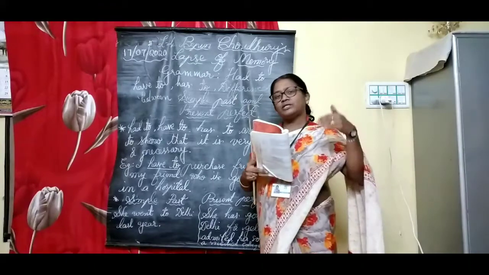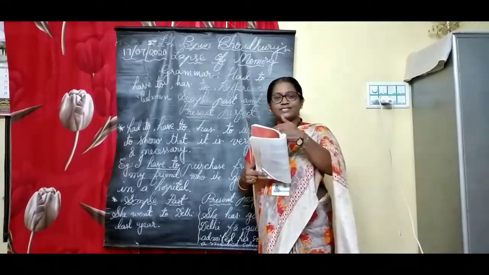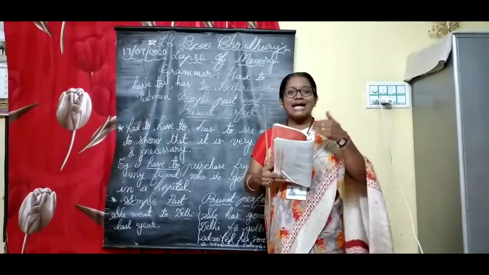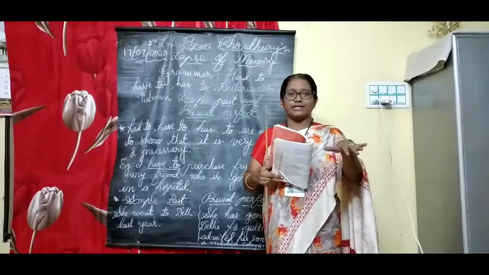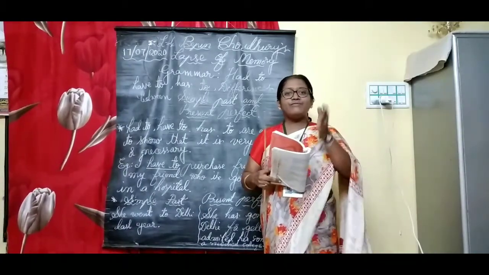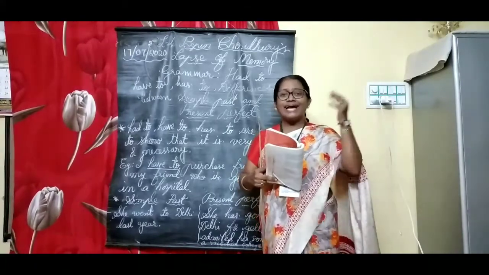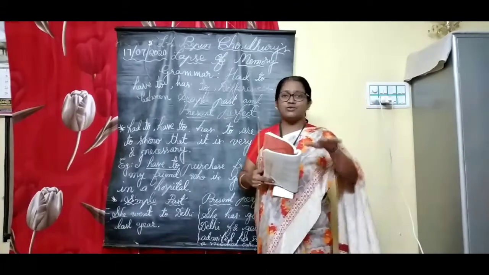When it comes to the third person singular, that's he, she, it, we have to go with has to. She has to do it. We have to do it. They have to do it. I have to do it. So whenever we use have to, has to and had to, you need to know in which tense you are using it.